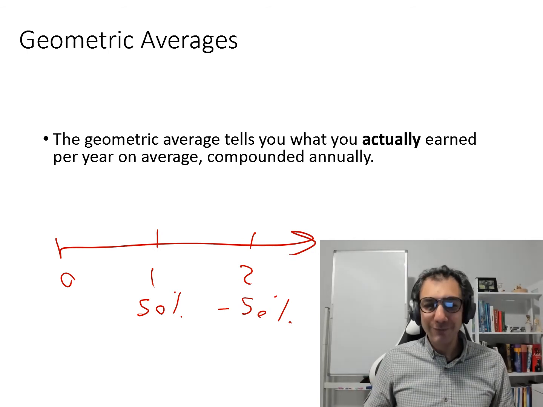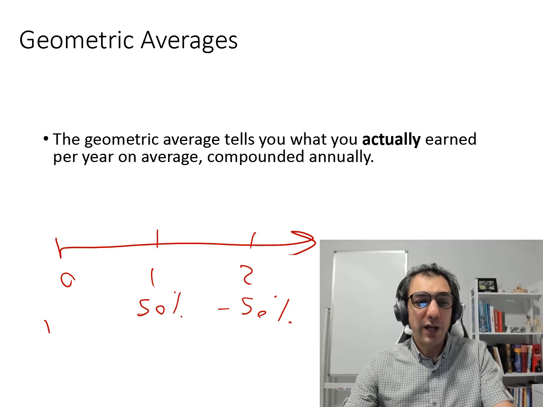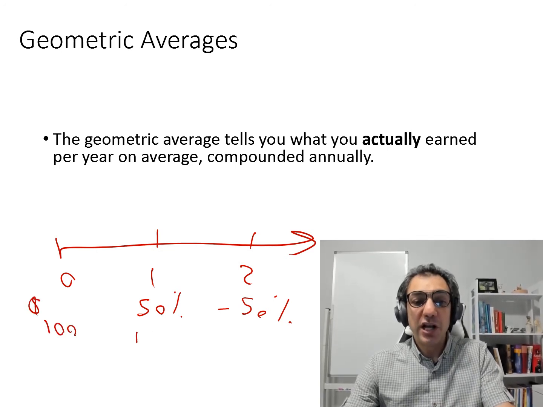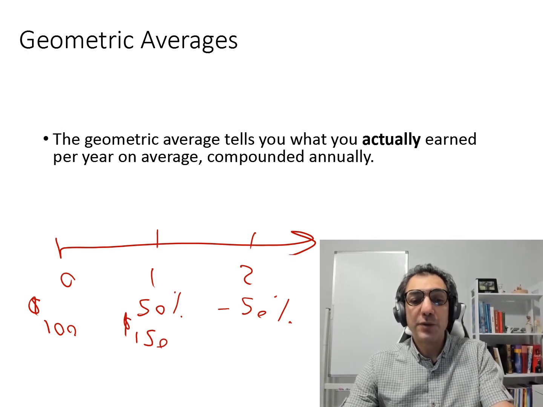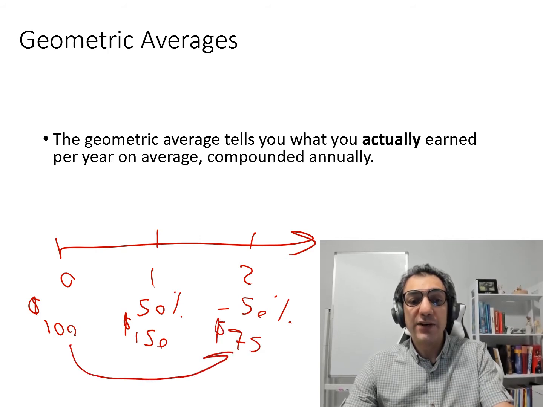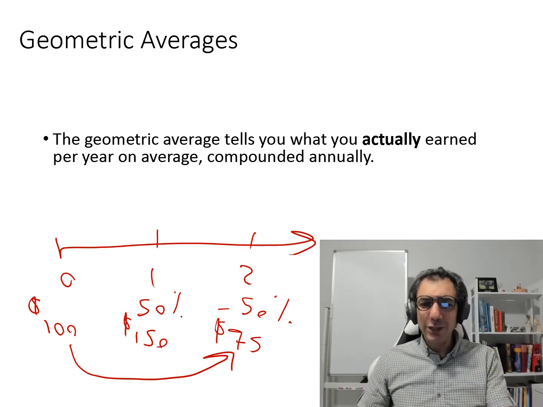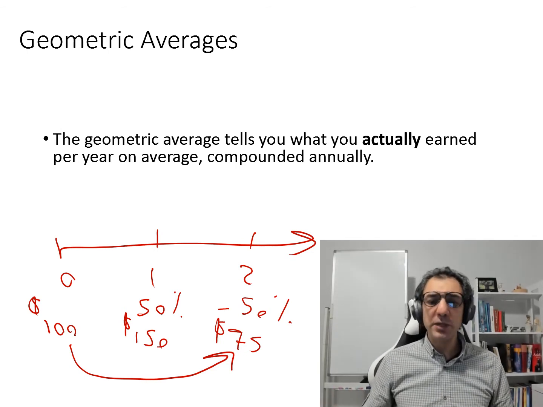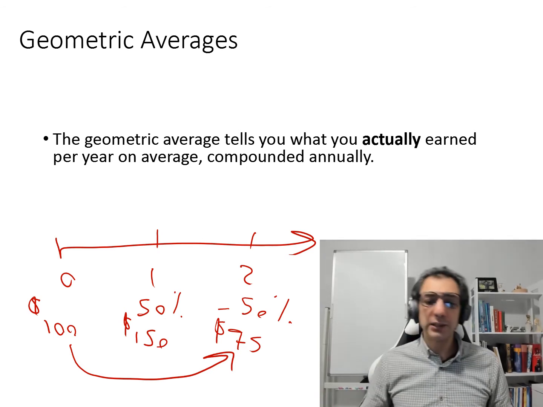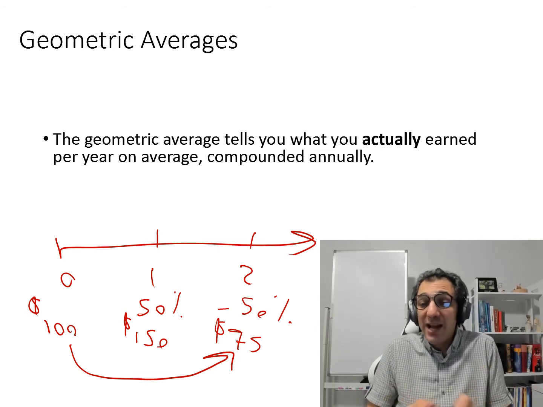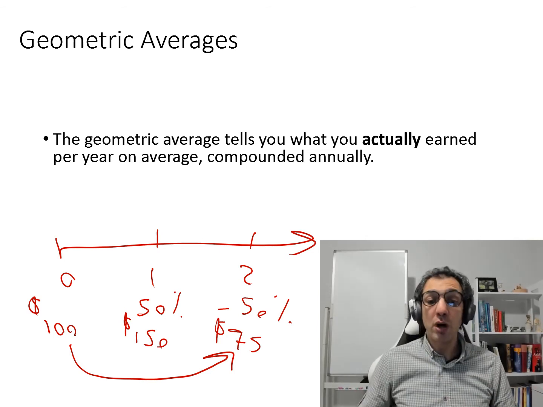But is it true? For example, you start with $100. First year, it went up 50%, so now you have $150. Second year, you lost 50%, so the money went down to $75. Based on the arithmetic average return, your return was 0. But you see, you start with $100, and 0 return means you should end up with $100. But you're losing $25 here. So it seems the arithmetic average doesn't give you the actual return.